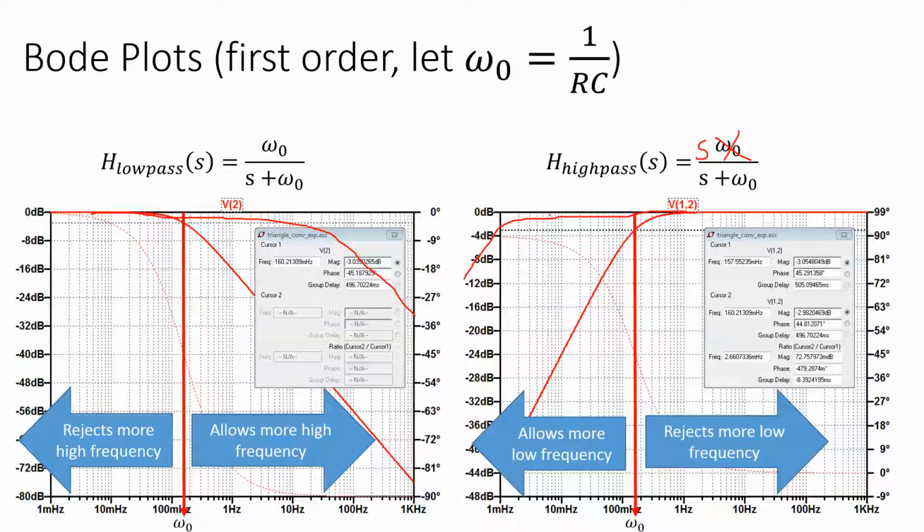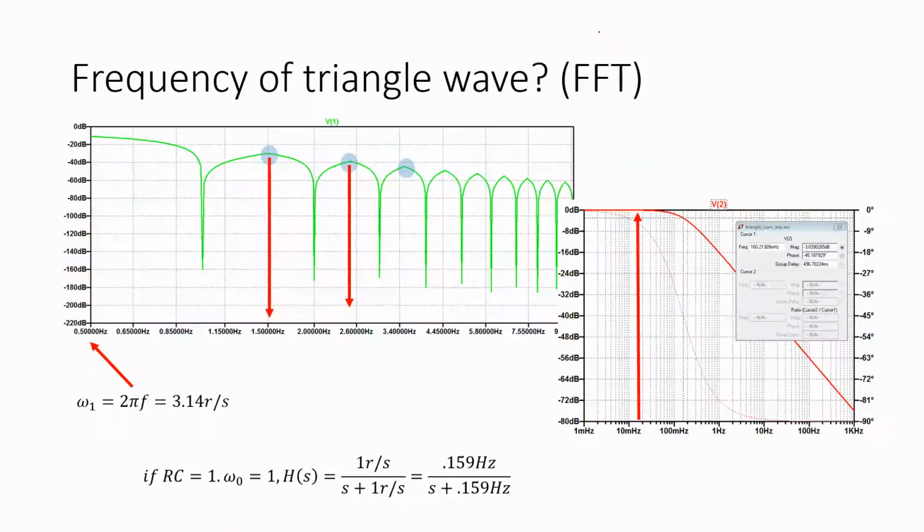All right. Now, how does this look with our triangle wave? Well, there's something called the fast Fourier transform, and that breaks up any periodic signal into sines and cosines. I just ran this in LTspice, and it's telling me that my wave has a 0.5 hertz component, a 1.5 hertz component, a 2.5 hertz component. So if I put my transfer function from radians to hertz, my f naught now is 0.159 hertz, which is around here. So it's very close to 0 dB at this fundamental frequency of the triangle wave.